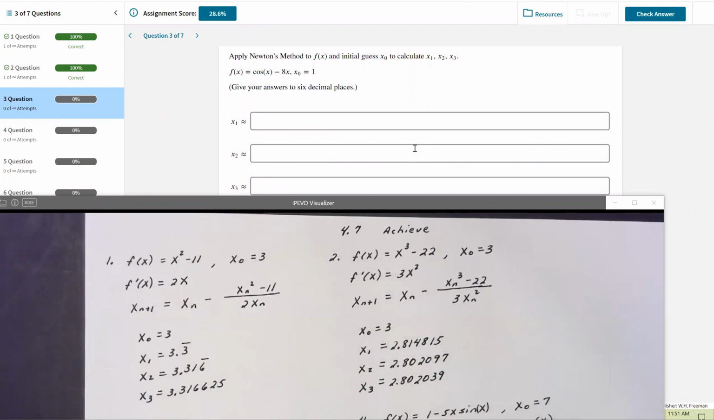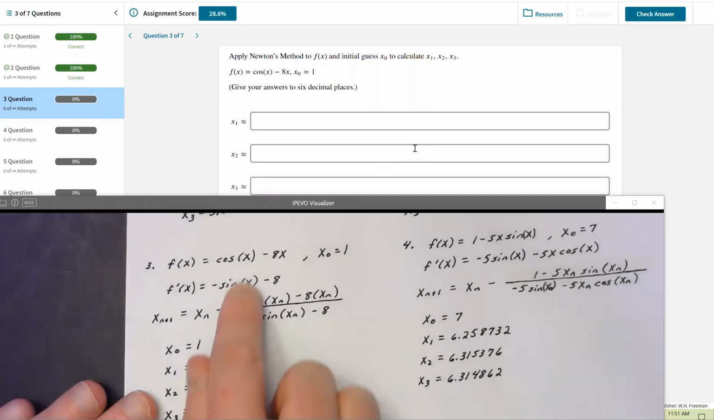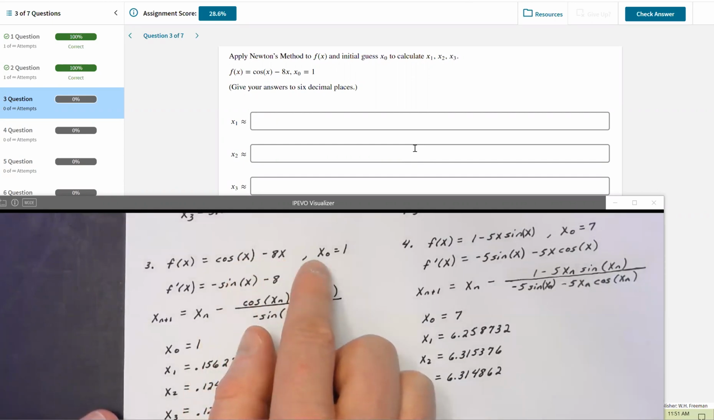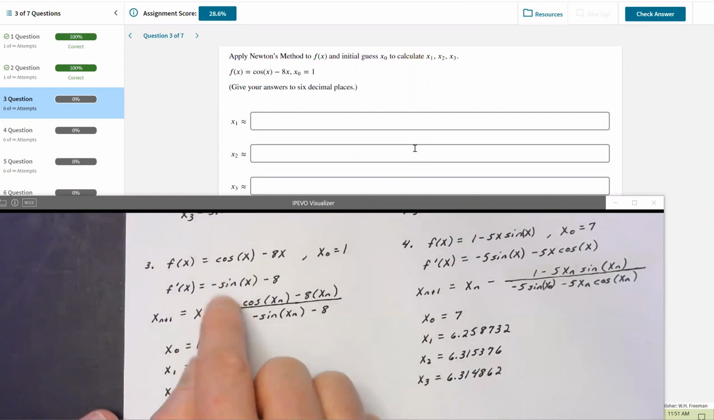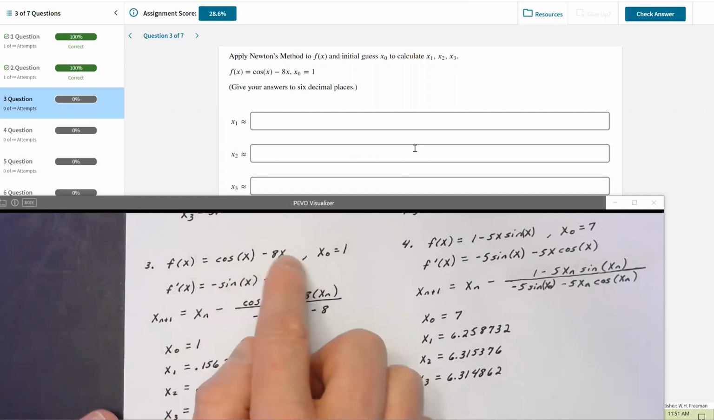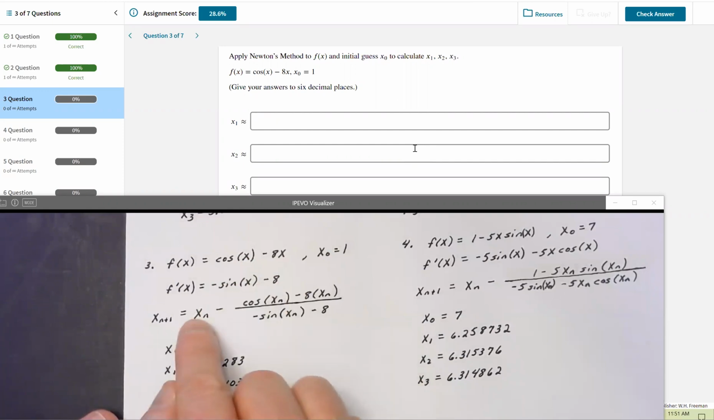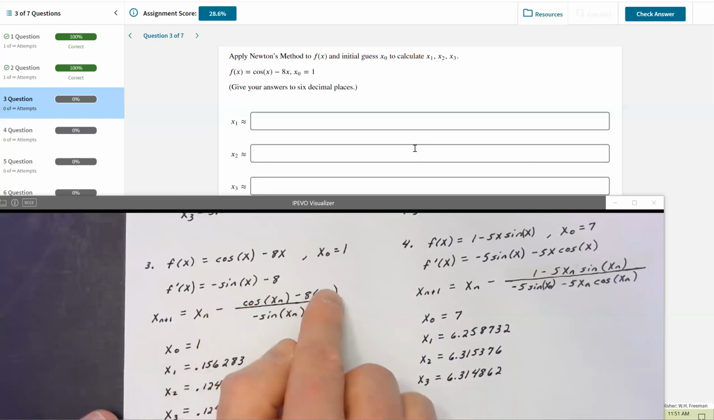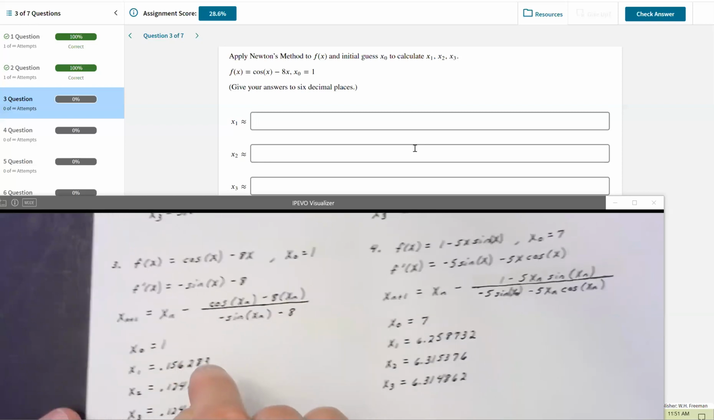So 3 brings in a trigonometric function, no big deal. My trig function in this one is the cosine of x minus 8x with an initial guess of 1. So I know my derivative here, derivative of cosine is negative sine, derivative of minus 8x is just minus 8. So then Newton's method is going to say, well, it's going to be x minus the function evaluated at the previous guess divided by the derivative evaluated at the previous guess.